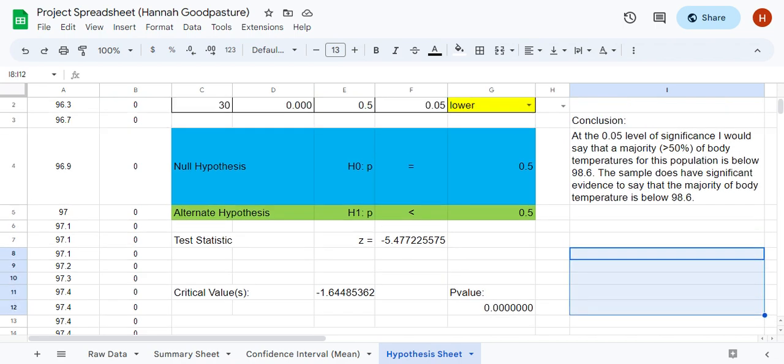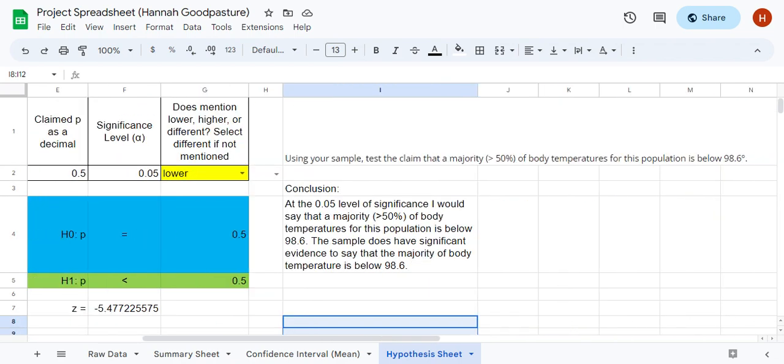So my conclusion is that at the 0.05 level of significance, I would say that a majority of greater than 50% of body temperatures for this population is below 98.6. The sample does have significant evidence to say that the majority of the body temperatures is below 98.6.